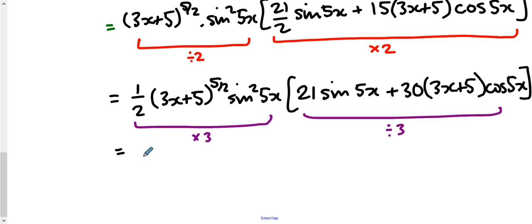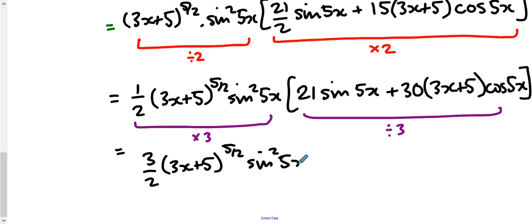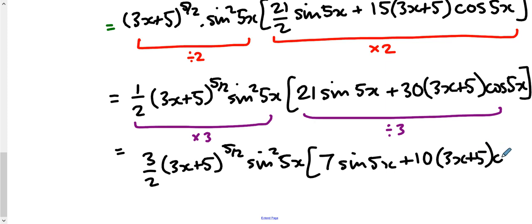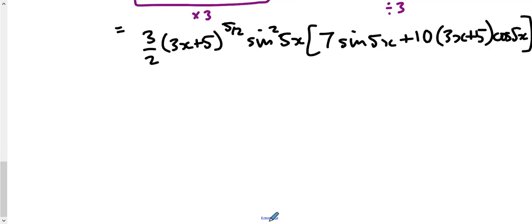So 3 times a half is 3 over 2. (3x plus 5) to the 5 over 2. Sine squared 5x. And then here, 21 divided by 3 is 7. Sine 5x, and 30 divided by 3 is 10. And that's it done. And that's it complete. Now I could write these terms in a slightly different order, but that's effectively it done.